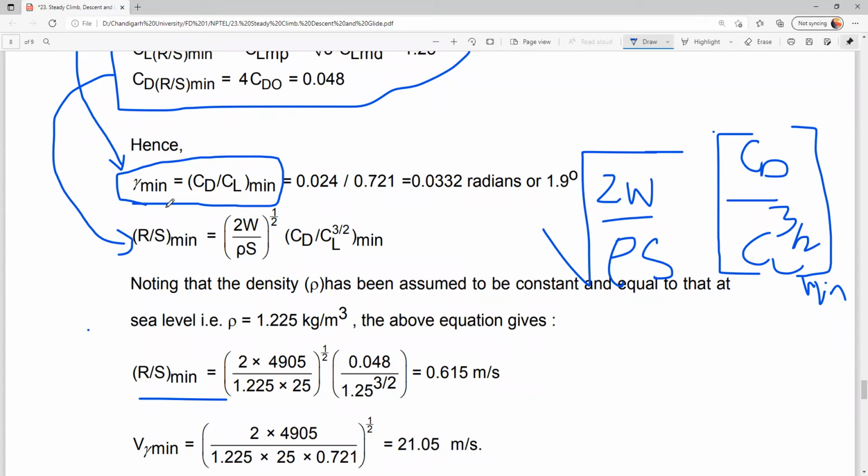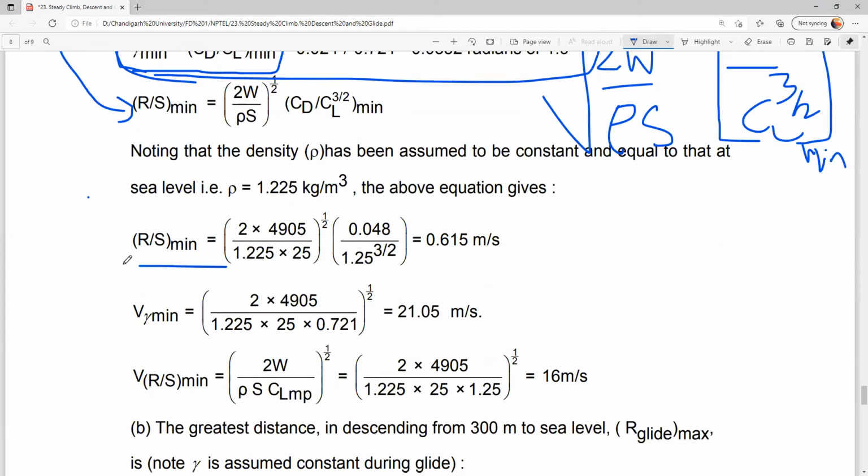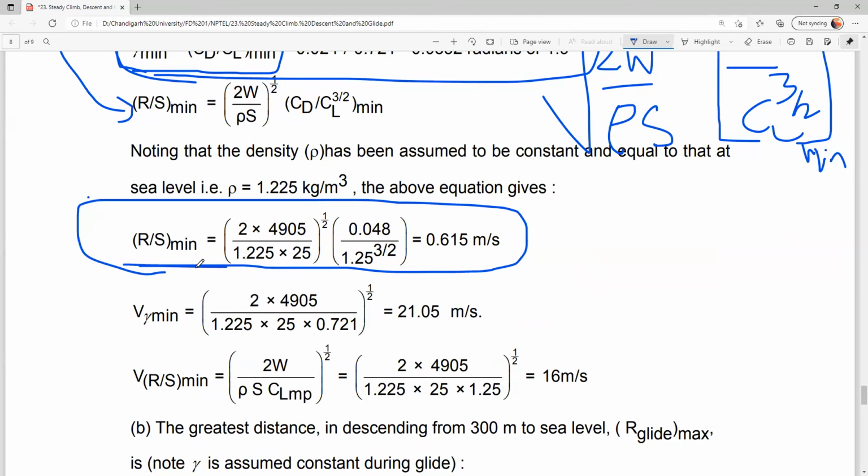If you want to choose maximum range for the glider, he has to choose the 1.9 degree launch, and if he is choosing maximum flight time, then he has to choose R by S minimum. So here again they are having two factors, right? Velocity, gamma minimum. See, you should not get confused about these factors. Velocity, R by S minimum.